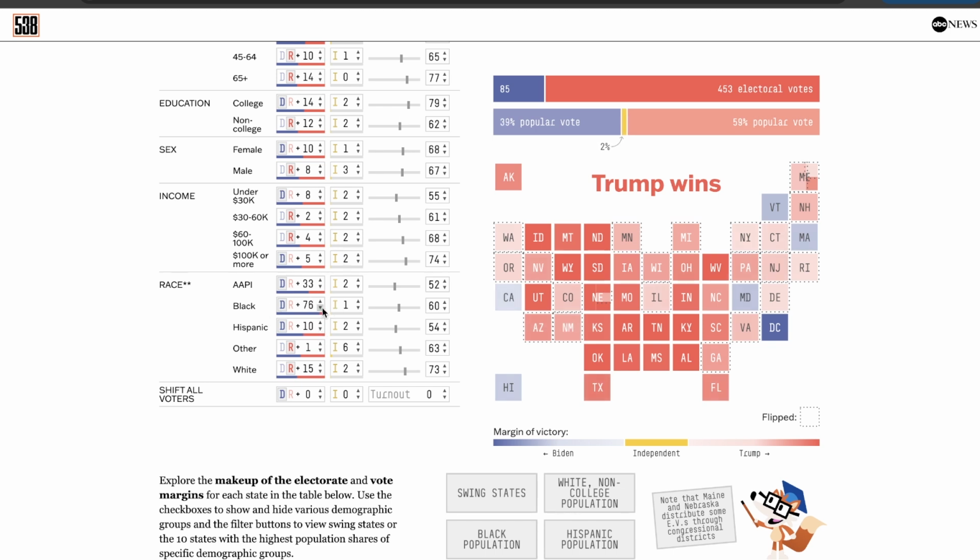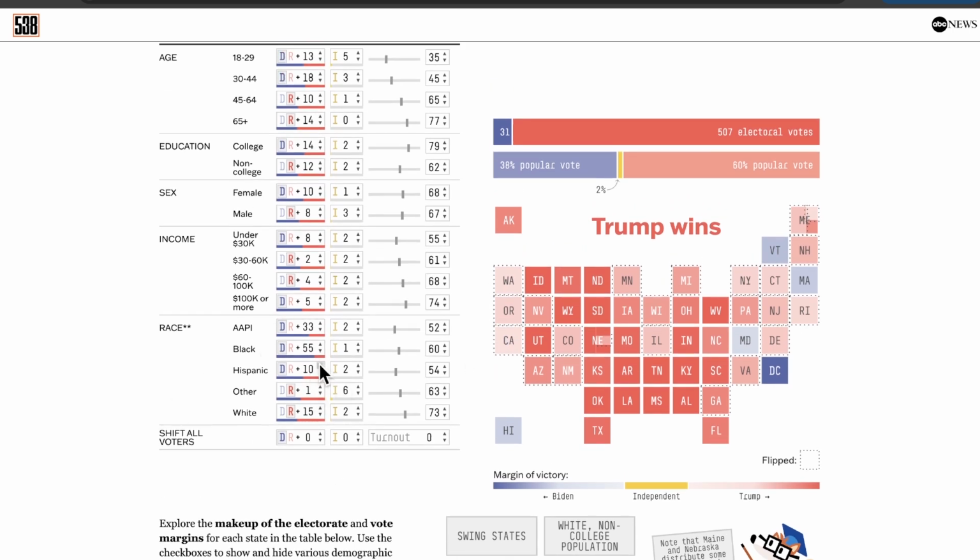Blacks would probably end up being around a 50-point-ish victory for Biden. I don't think Trump would win him, but I think he'd do pretty solid. This puts him even winning the state of California, which is really interesting. And this lines up with polling data that we have gotten now.